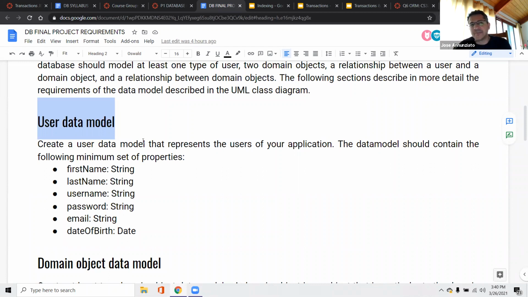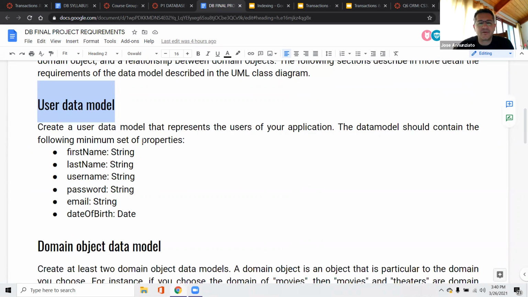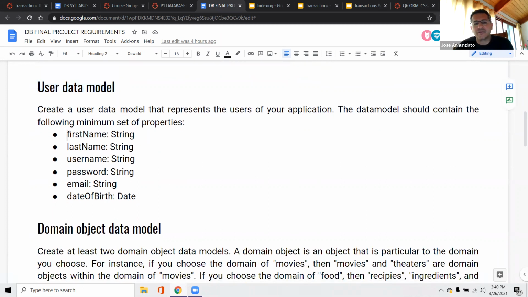You get to choose. I use the word domain instead of topic, but I use them interchangeably. So depending on the domain or the topic that you choose, there will be a type of user in that domain, in that topic. Okay. Now your user data model should have at least these 6 properties.